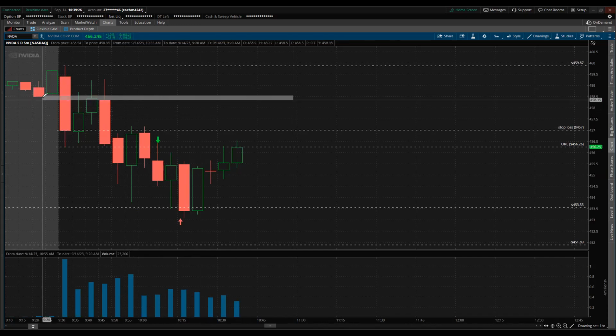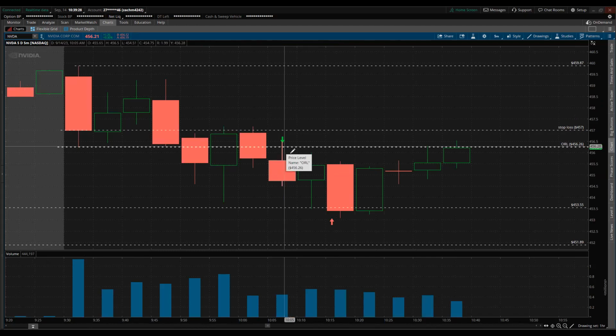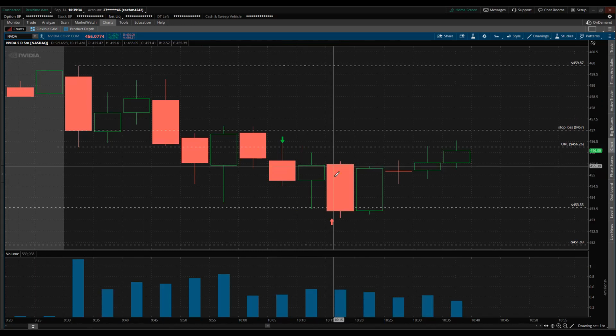And so now we got into our play here, and what did it do? Within 5 minutes, 10 minutes, 15 minutes, so 3 candlesticks, all 5-minute candlesticks, we come down and hit our price target here. So we entered here, we sold here. And if you trade options, or even if you don't trade options, these are very nice trades, right?